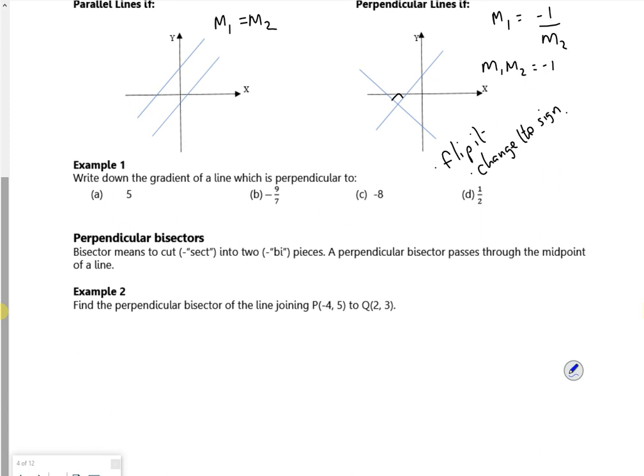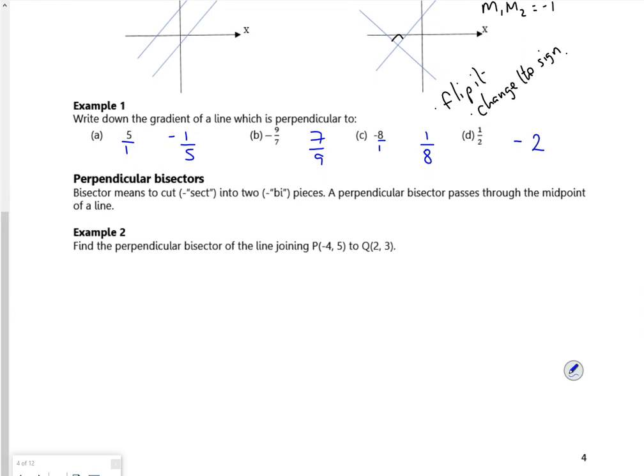So it says, write down the gradient of a line which is perpendicular to each. So if I see that as 5 over 1, if I flip it, it's 1 over 5. If I change the sign, it's a minus. Part B, if I flip it, it's 7 over 9. If I change the sign, it is positive. See that as minus 8 over 1, so if I flip it, it's 1 over 8. It is minus, so I'm making it positive. For part D, if I flip it, it's 2 over 1, which is 2, change the sign, it's minus. There you go. Hopefully that was quite straightforward.